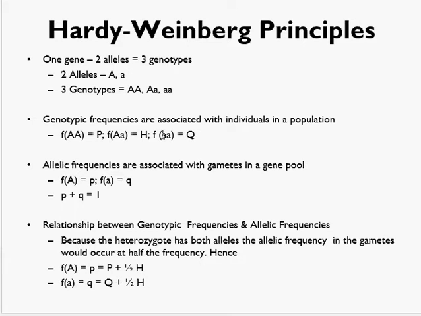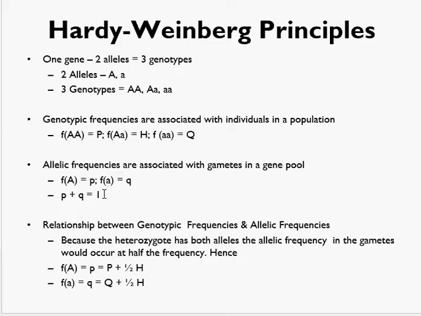And these are then associated with the gametes which are available to the next generation in the transfer into the next generation's gene pool. So the frequency of gamete A would be P, and the frequency of gamete little a would be Q, and if you add those together it will give you 1.